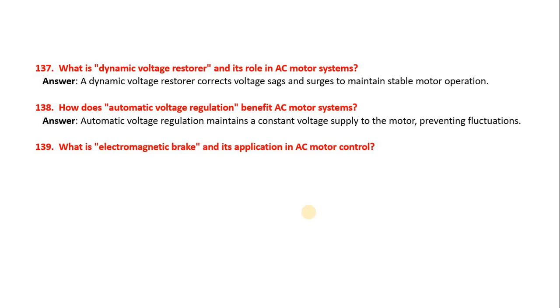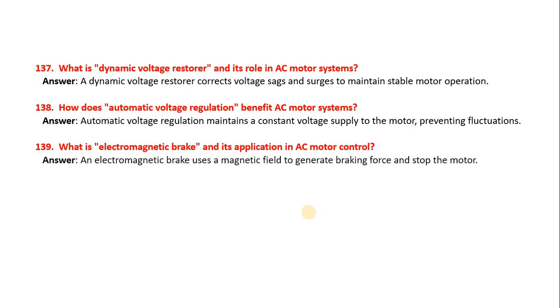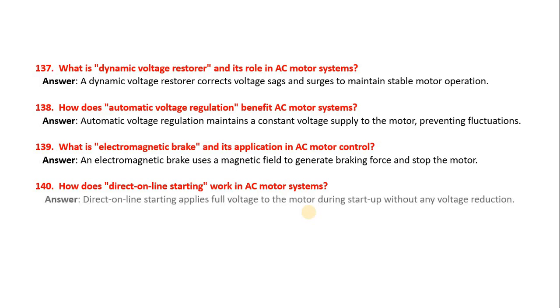What is an electromagnetic brake and its application in AC motors? An electromagnetic brake uses a magnetic field to generate braking force and stop the motor. How does direct online starting work in AC motor systems? Direct online starting applies full voltage to the motor during startup without any voltage reduction.